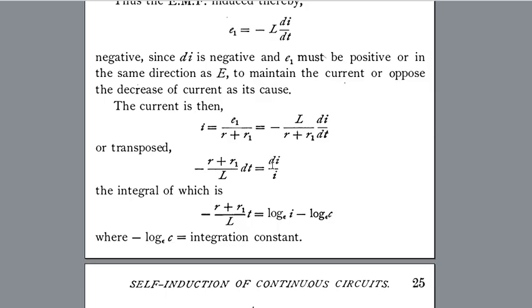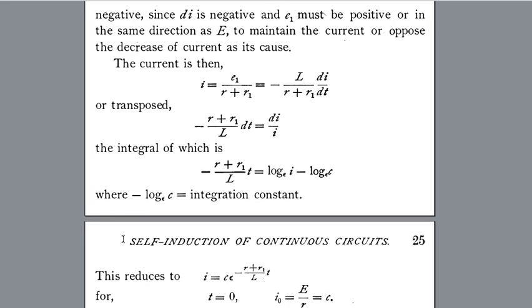Transposing, we get di divided by I equals negative (R plus R1) divided by L times dt. The integral of this is the integral of di divided by I equals negative (R plus R1) divided by L times the integral of dt, or the natural logarithm of I equals negative (R plus R1) divided by L times t minus the natural logarithm of C, where negative the natural logarithm of C is the integration constant.